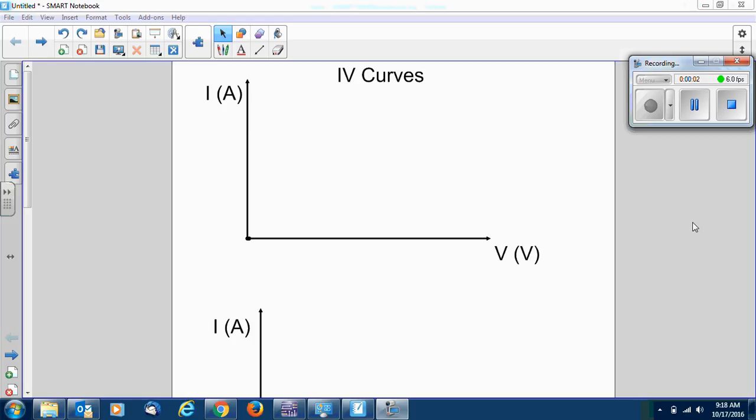Hello all. Right now I want to talk to you about IV curves. This is something you already know. This is not something particularly difficult.